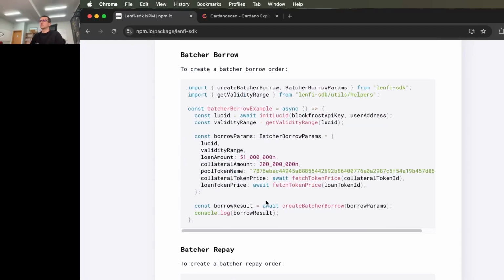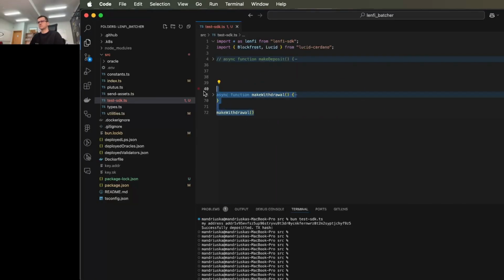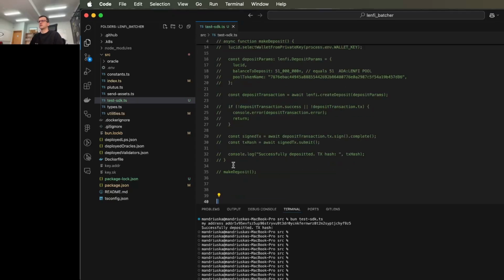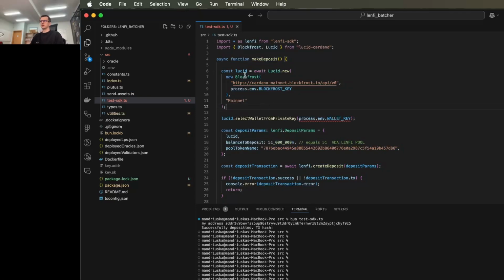Let me show you a real transaction for a moment, where I will make a deposit into the pool. Looking into the code, you can see that I'm initializing Lucid by providing my Blockfrost API key. I'm selecting the wallet from my private key, and I am making a deposit of 51 ADA to the ADA LENFI pool, which means ADA is the deposit and LENFI is the collateral, but I don't need to use the collateral at the moment because I will deposit and try to make some money by depositing.